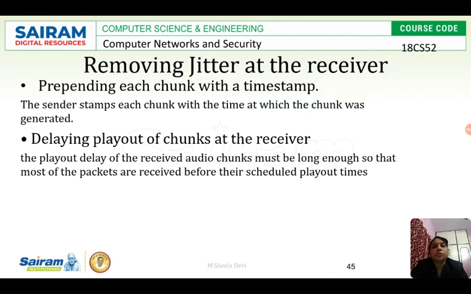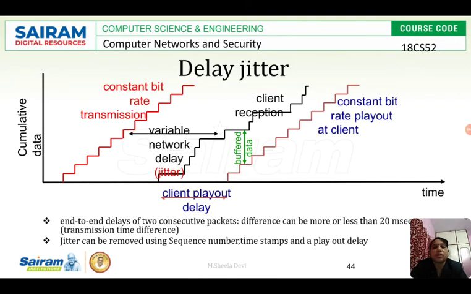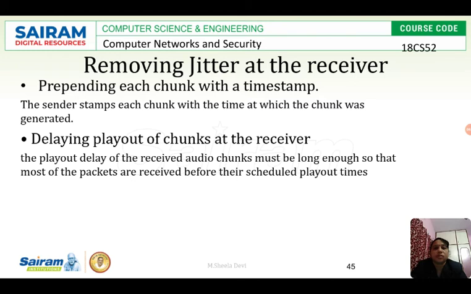We have to add in the video audio chunk the timestamp at which the packet has been generated. And the second one is delaying playout of chunks at the receiver. If we delay the playout, then we can reduce the jitter experience. So the playout delay, as we said in the previous slide, should be there to reduce the jitter experience.